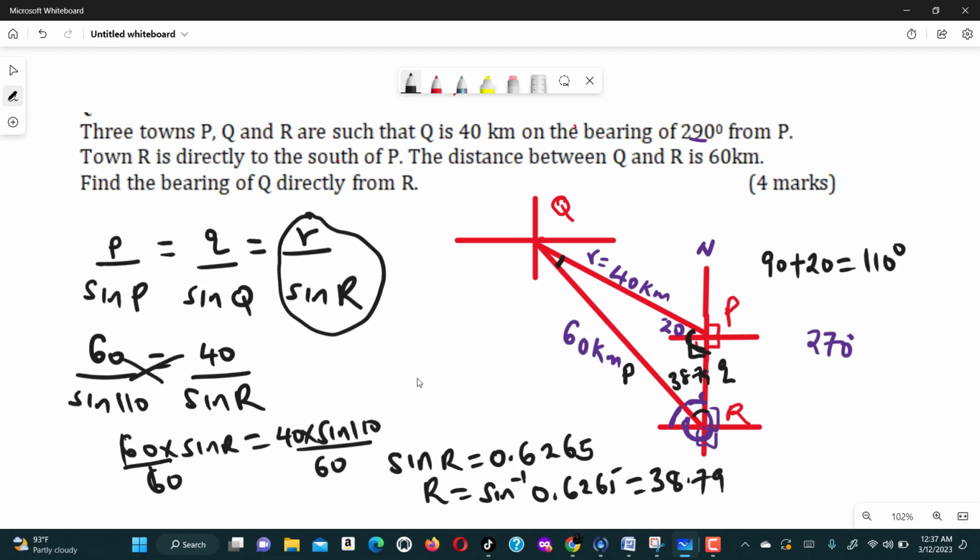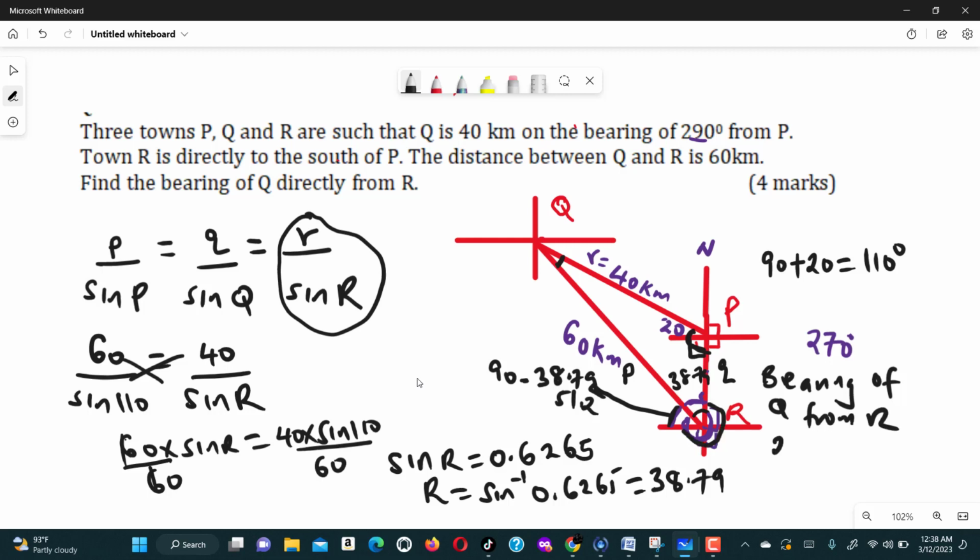But what we wanted is this angle. So this one is given by 90, which is the total angle, minus 38.79. The answer will be 51.2 to 1 decimal place. Like I said before, the bearing of Q from R is the whole of this angle, which is 270, plus this small angle, in this case, which is 51.2. This gives us 321.2.